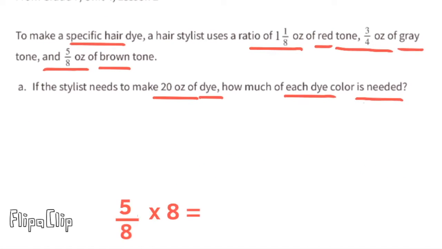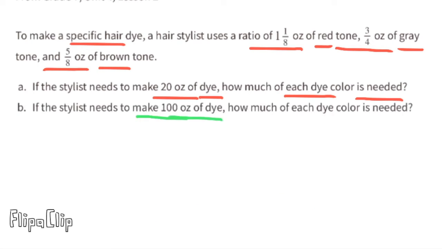5/8 ounces of brown tone times 8. Again, we can think of this as 5 times 8 divided by 8, or 5 divided by 8 times 8. That equals 5. When making 20 ounces of dye, the stylist needs to use 5 ounces of brown tone. B. If the stylist needs to make 100 ounces of dye, how much of each dye color is needed?